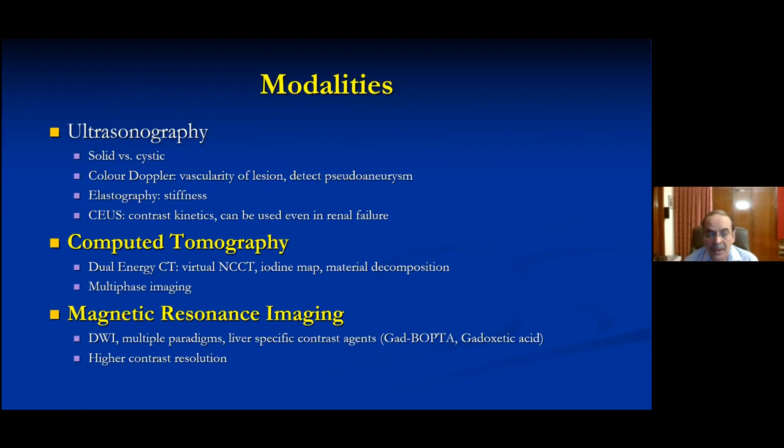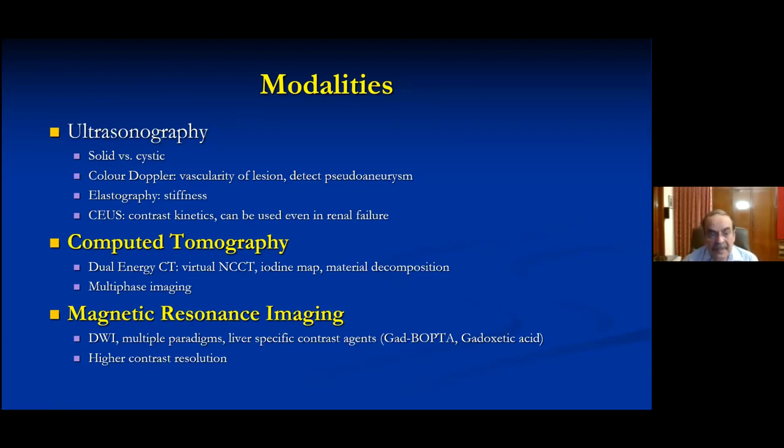We can add on color Doppler at the same time to assess vascularity of the lesion and diagnose entities like pseudoaneurysms. There was much enthusiasm about elastography when it came into force, but it hasn't been that useful, at least as far as liver SOLs are concerned. Of late, there's been a lot of interest in contrast-enhanced ultrasound, which can assess contrast kinetics just like we see on CT and MR. The main advantage, of course, is that it can be used even in patients who have deranged renal function. We use it as a problem-solving technique and find it useful sometimes.